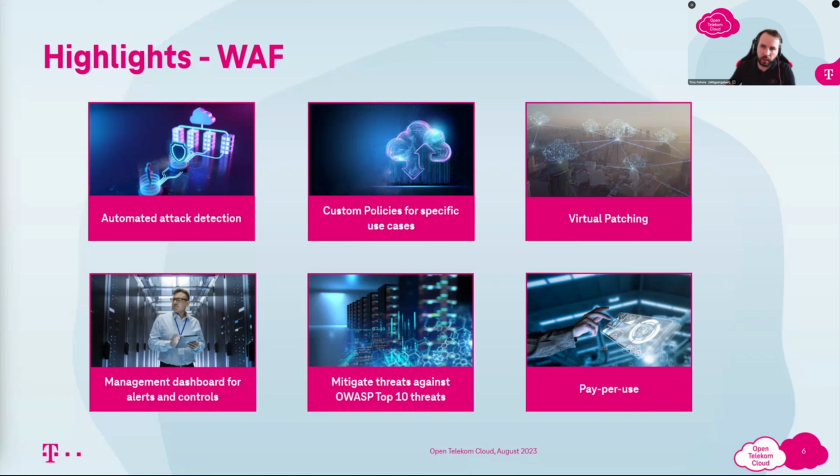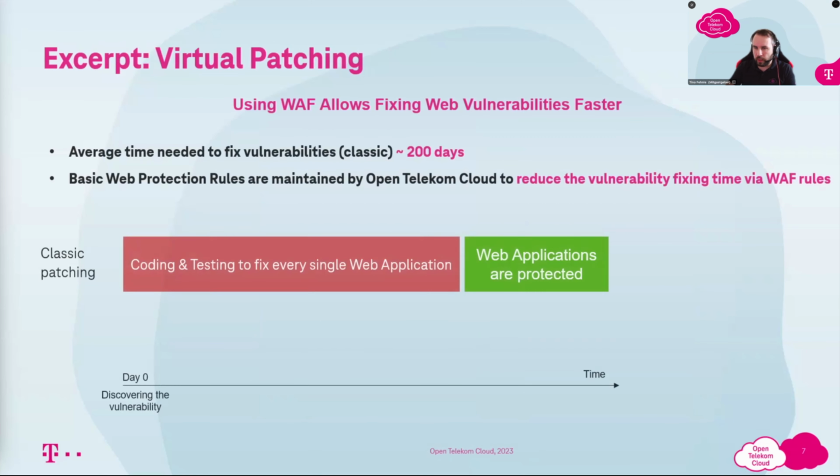Talking about virtual patching, I want to quickly explain what this means. So if you are in a classic environment and a new vulnerability comes up, the average time to have it fixed and implemented in your own web server or web firewall is about 200 days. You see here now a timeline. Once you discover it and until your web applications are protected, a long time goes by, because you need to develop a fix and implement it in every single web application or web server.